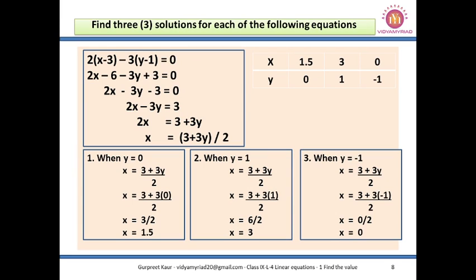Rewrite it. So x is 1.5, y is 0. When x is 3, y is 1. When x is 0, y is minus 1. So try to get around 3 coordinates to make the equation. You can do 2, 3, 4, any number, and you can choose any values to make your calculations easier.